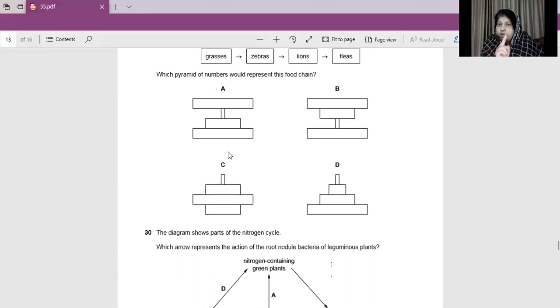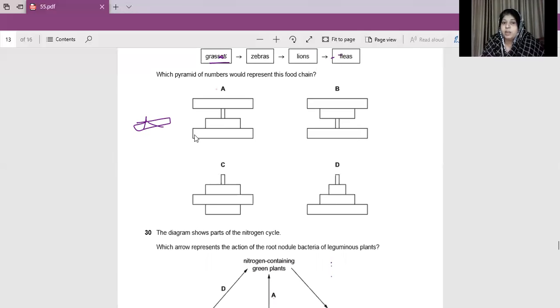If the question is related to pyramid by mass, then the base will be the wider one. But in this case, the base is not wider. The base cannot be wider because if 100 grass plants are there, on the grasses few zebras are there. Zebras are eaten by one or two lions, but on the lions many fleas are there. It means this will be the bigger one.